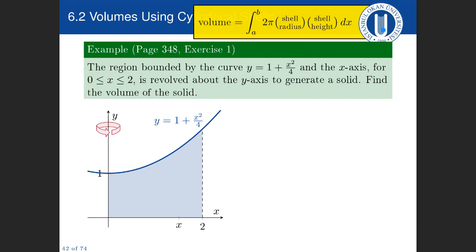The first thing I like to do is draw my capital H. One of the vertical lines goes on the axis of revolution. A parallel line is the shell height, and then when we join them together, we get the shell radius. What can we read off from here? Well, first of all, the limits of integration: the smallest x and the biggest x, 0 and 2.